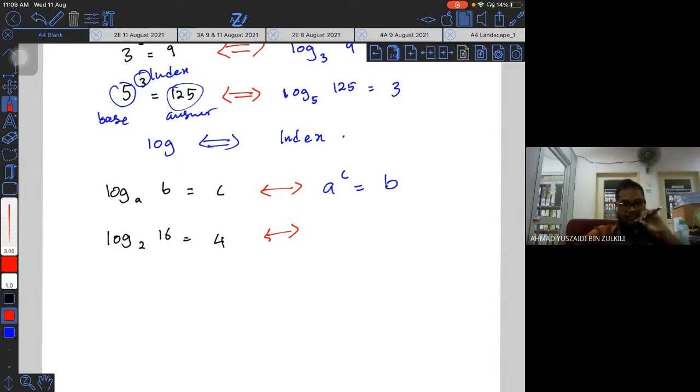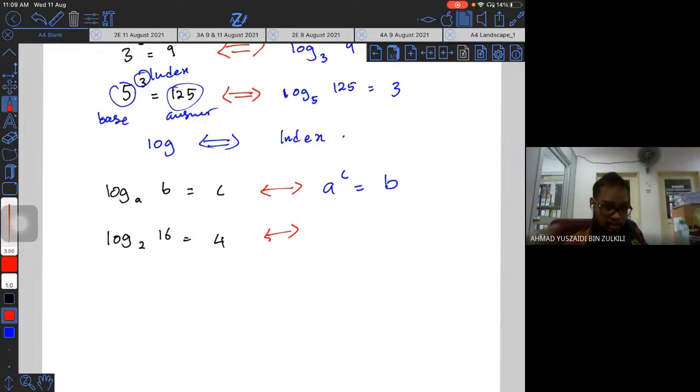Yes, ada. Okay, so now change this log into index form. Apa value yang kamu akan dapat? Okay, kalau tak nak bersuara, you can jot it down in the text. You agree? Buat yang macam Tan tulis tu.